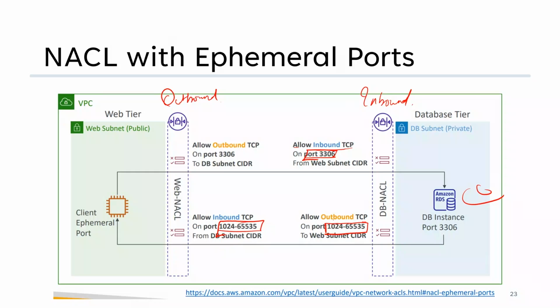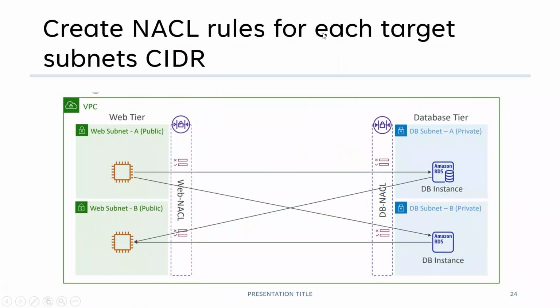Right? I hope that makes a lot of sense to you guys. Alright, so create NACL rules for each target, as I've told you. For this one, there should be outbound and inbound rules, and for this one also, you can create outbound and inbound rules for your respective subnets. So that should make sense.